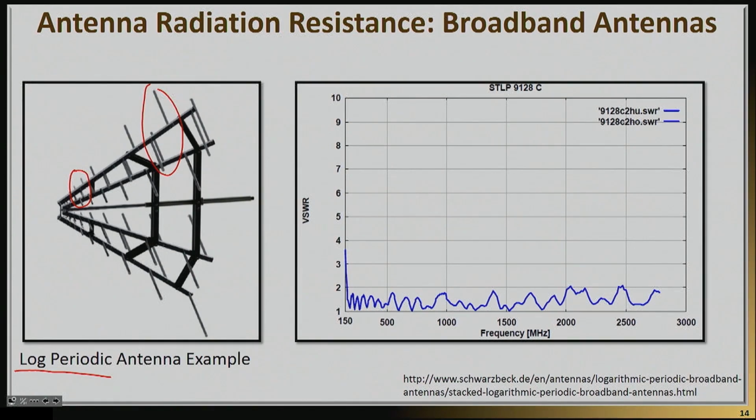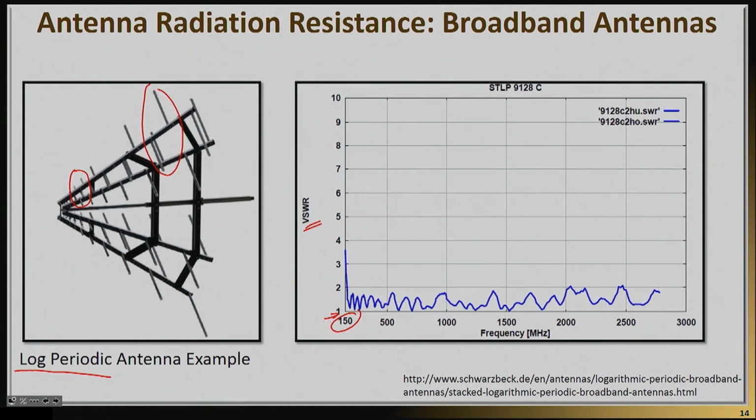And here's an example where the manufacturer is giving you the VSWR. Remember, this is the standing wave ratio related to gamma, the reflection coefficient. The ideal value is 1, but essentially anything below 2 is pretty good. And you can see here that this antenna maintains a VSWR of below 2 for well over a decade, from roughly 160 megahertz all the way to almost 3,000.